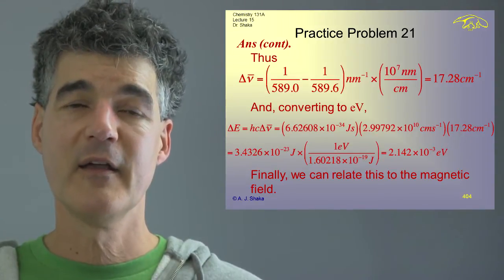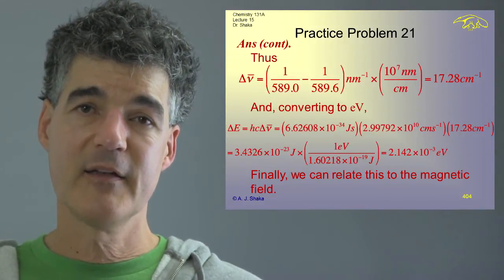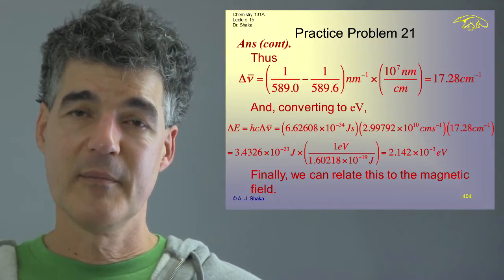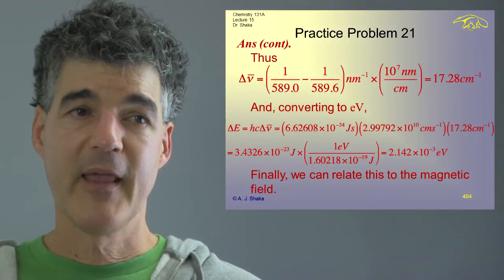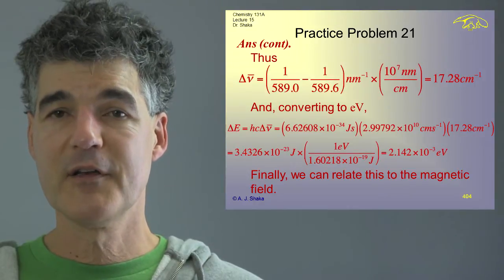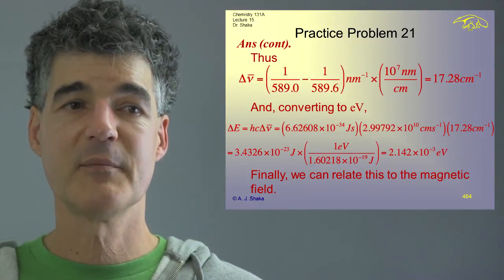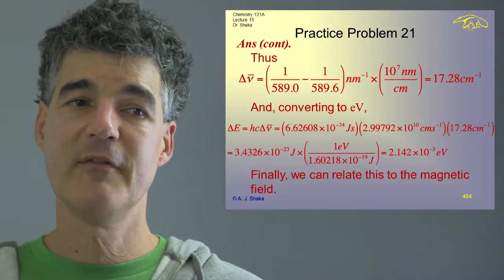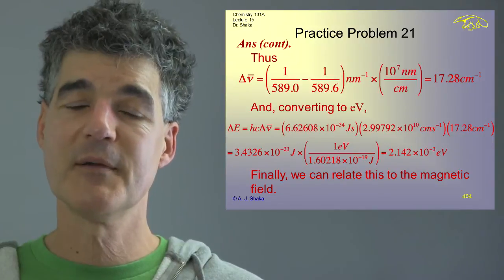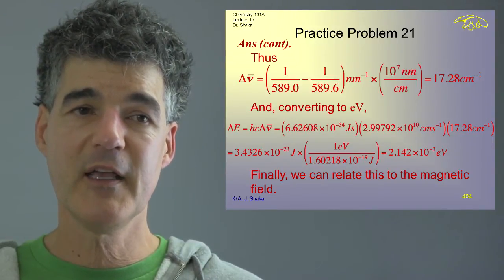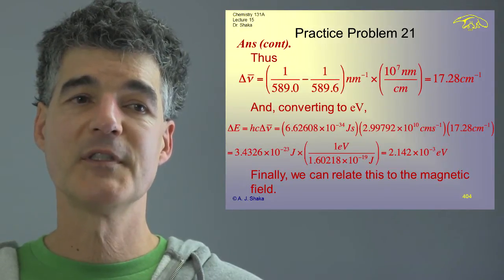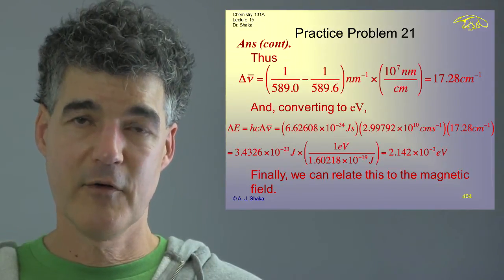If you do that, then the spin-orbit splitting in sodium is 17.28 wave numbers. If we convert that to eV, which we do by converting to joules, and then simply convert from joules to eV by dividing by 1.6 times 10 to the minus 19 joules per eV, we get a very small value of 2.142 times 10 to the minus 3 electron volts.